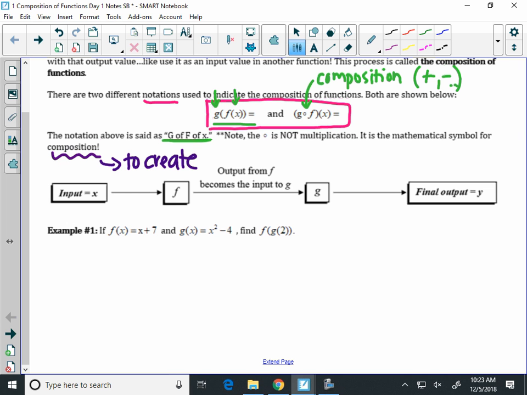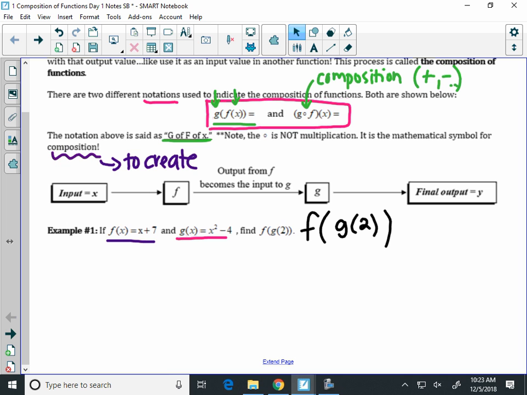The easiest way to talk about this is to jump right to example 1. So in example 1, I have f of x is x plus 7, and g of x is x squared minus 4. What we're going to find here is f of g of 2. Now before we start, I want to blow this up a little bit so it's easier to understand. We're finding f of, now the input for f is g of 2. G of 2 is going to go into the function of f.